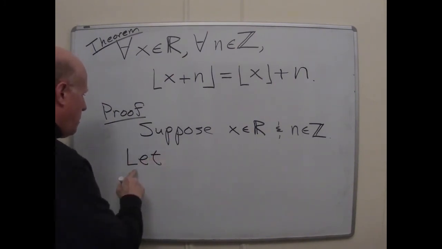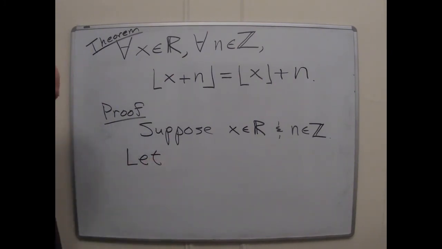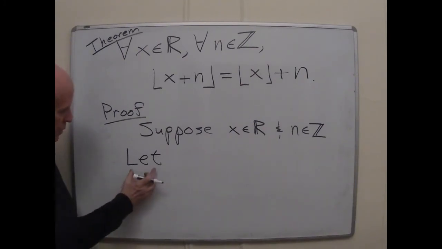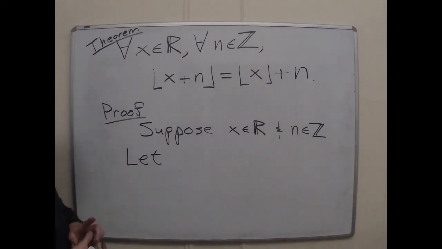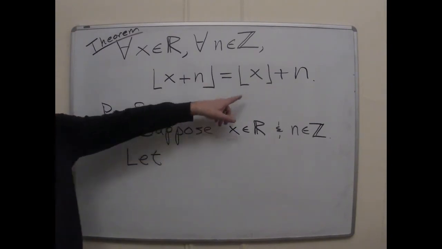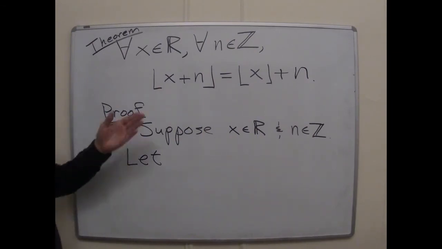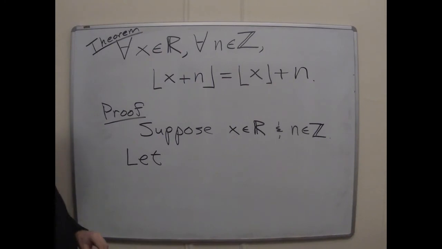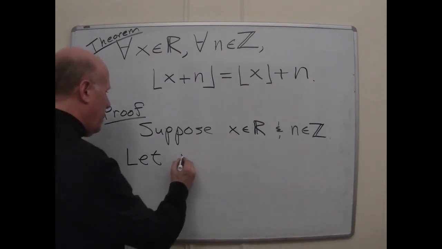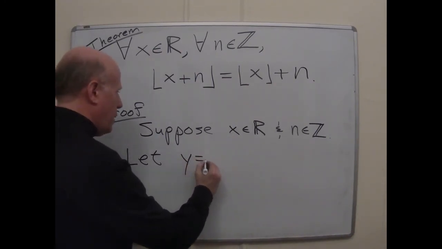This may be the most important word you use in mathematical proofs, the word let, because it's going to be useful for us to name the thing that's the floor of x. And this is how you introduce a new name for something. Since we were using x for the real number, I'm going to let y be the floor of that number.